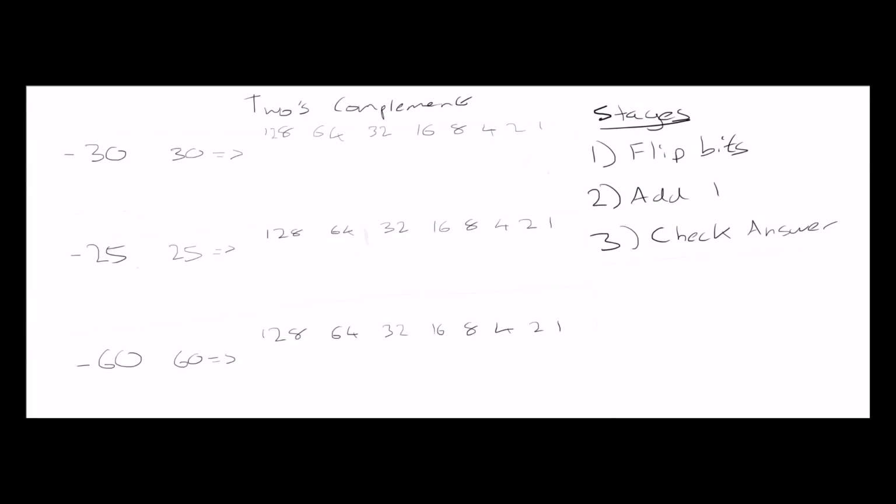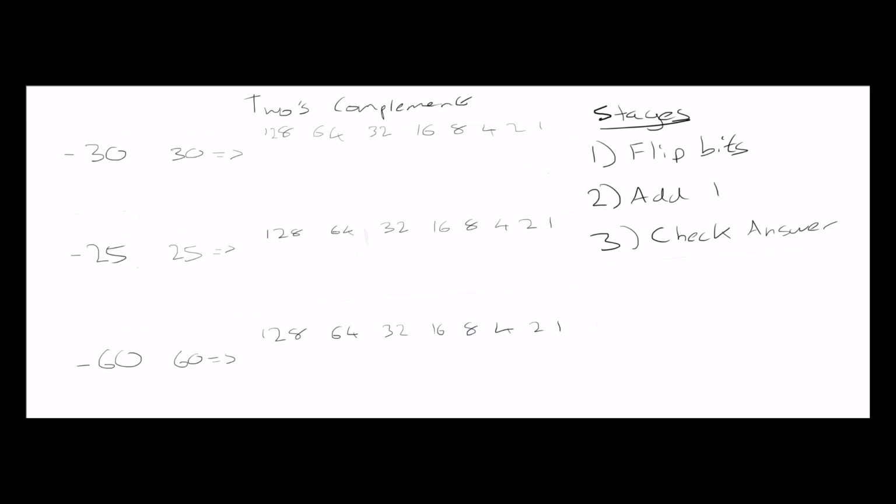Hi. Now, in this tutorial video, I'm going to be taking you through 2's complement representation, and this is a way we can represent negative numbers in binary. So, let's take, for example, my first example here, 30, and we're going to represent negative 30 in 2's complement binary. So, first of all, what we do is take positive 30 and convert it into binary.